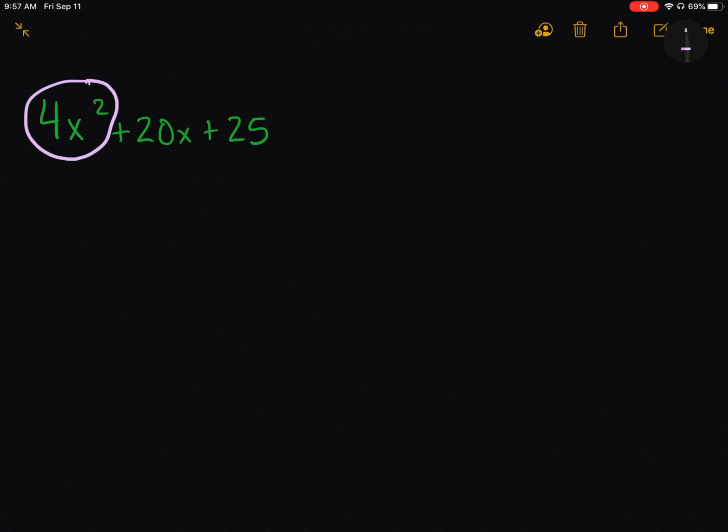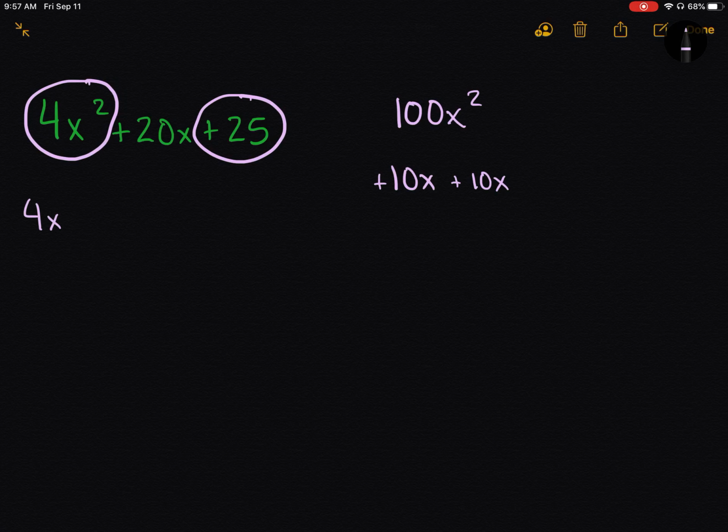We're going to take the 4x squared and the 25 and multiply them. That's going to give us 100x squared. And so we're looking for factors of 100x squared that can add to be 20. There's some we can obviously eliminate: 2 and 50, 4 and 25, 1 and 100. I would bet 10x and 10x are going to work for us. Both of them need to be positive. So we're going to have 4x squared plus 10x plus 10x plus 25.